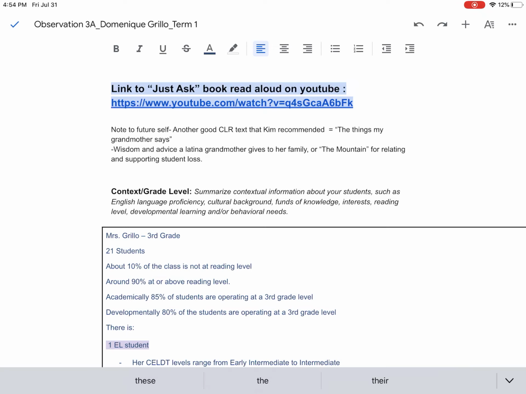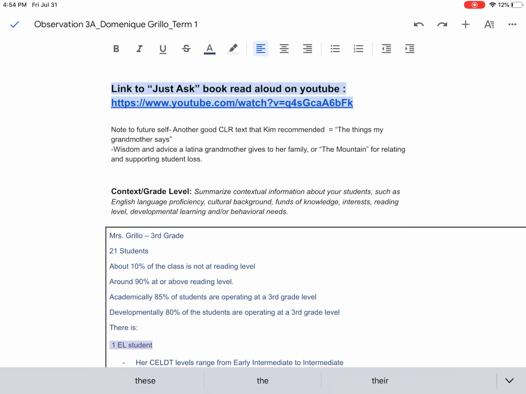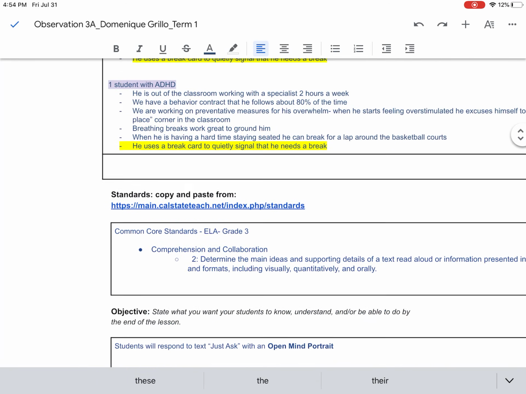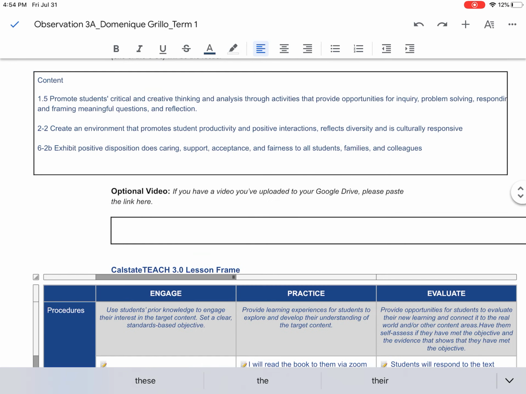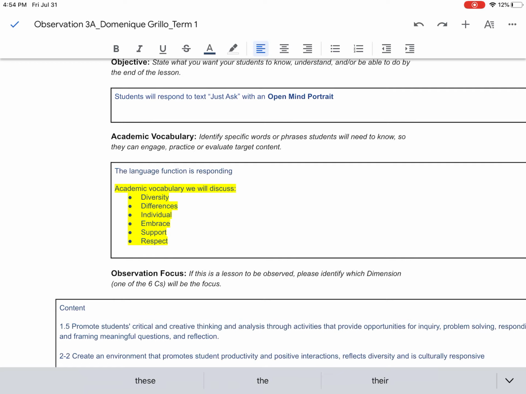So, this lesson is a culturally responsive lesson where students read a book that is culturally responsive and respond to it in a creative way. Let's go ahead and go down here. So students will respond to the text with an open mind portrait, which is an activity that we actually did in one of the recent modules that I found. It was a very cool activity, and I think it could really work for a lot of different types of learners.